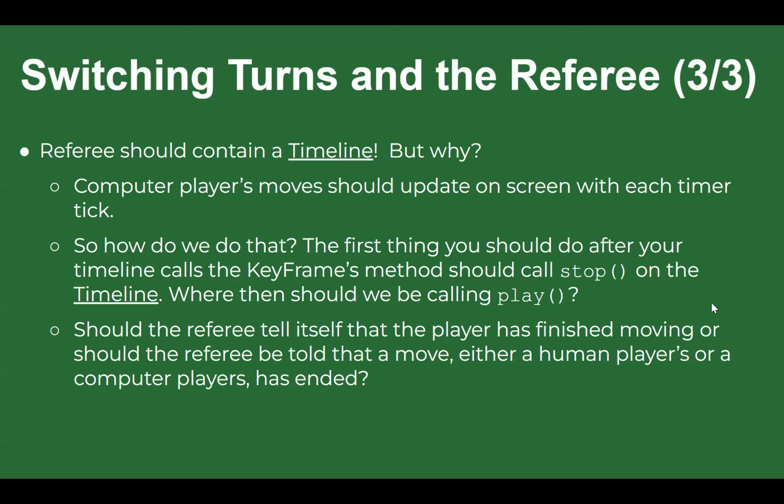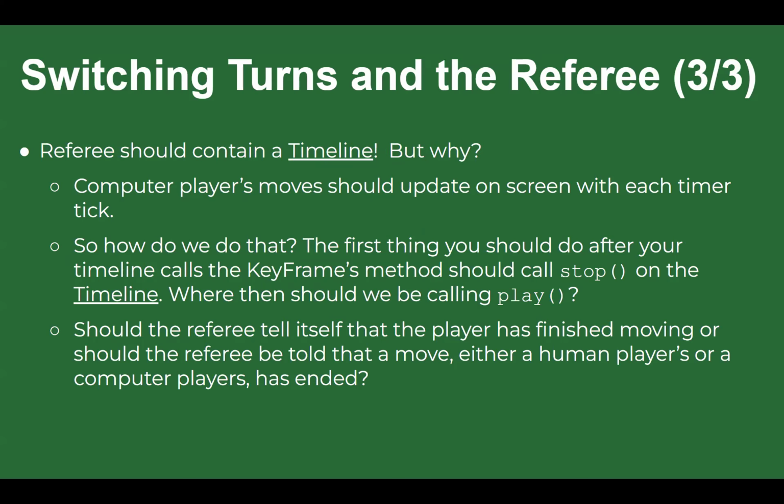And also, referees should contain a timeline. Why, you may ask? It's because computer players' moves should update on screen with each timer tick. I think one of the functionality requirements that we have is that the AI won't complete the game in one second, and each move will be spaced out so that you can see each move. And so how do we do that?